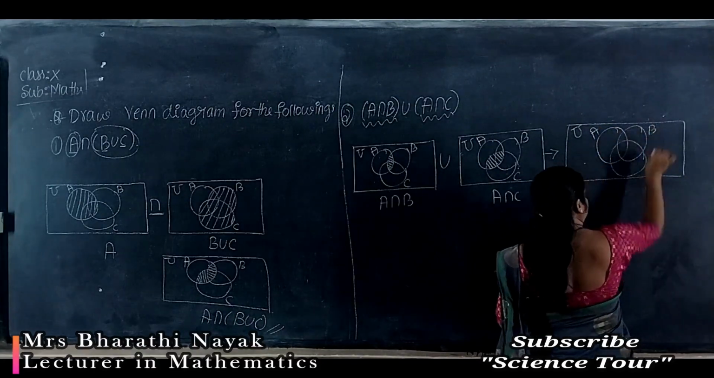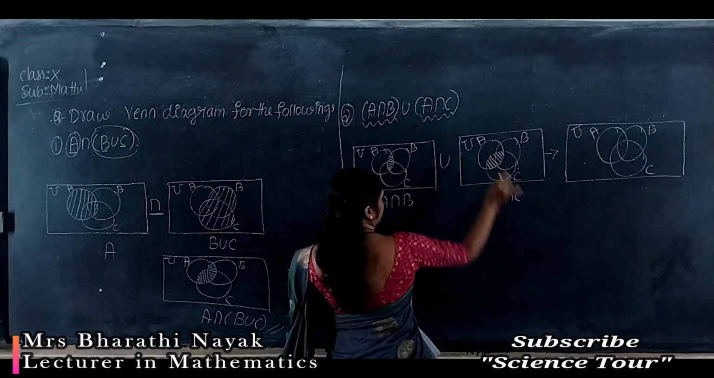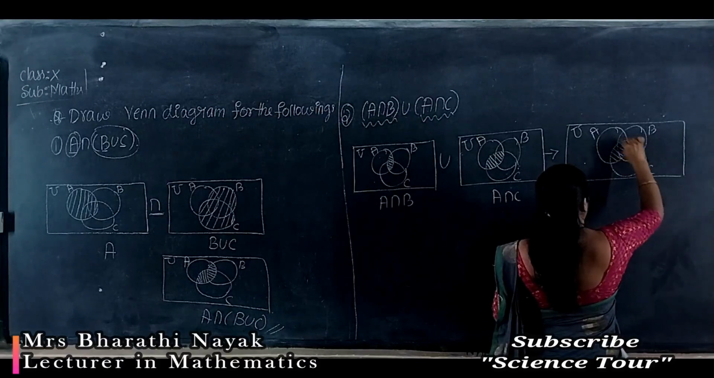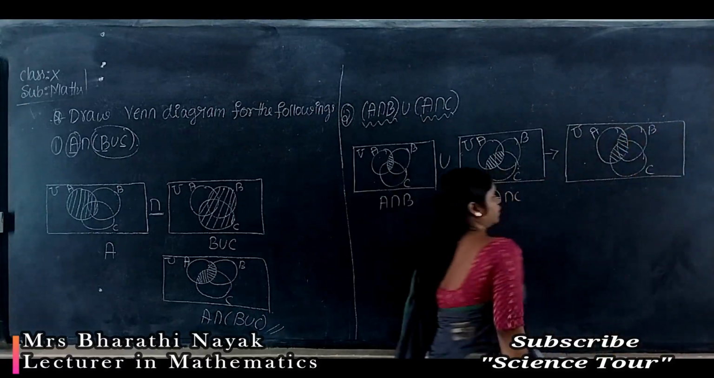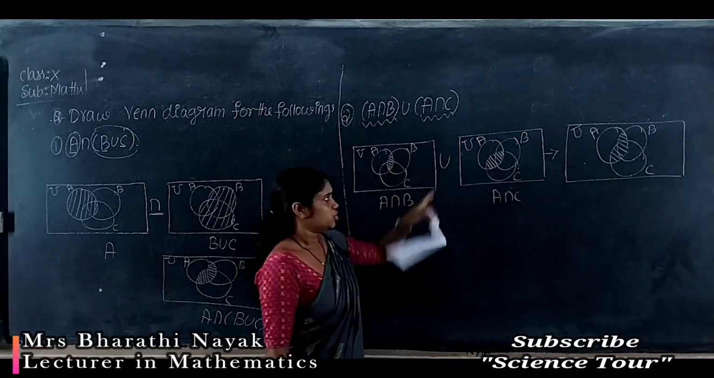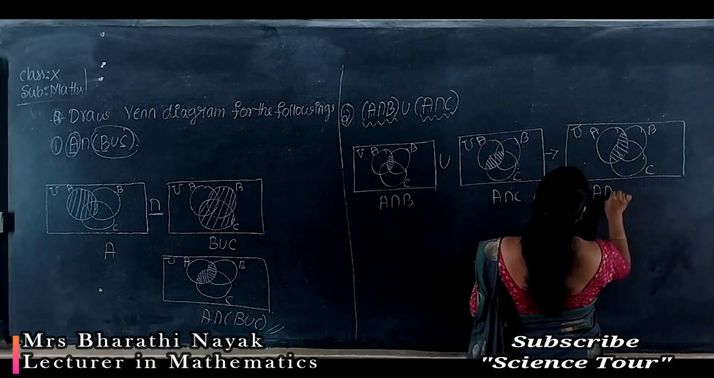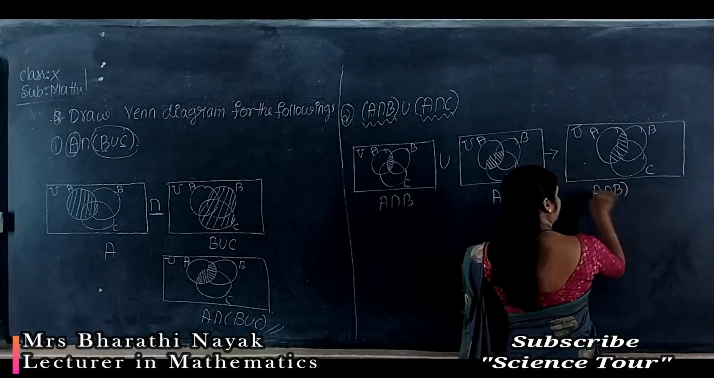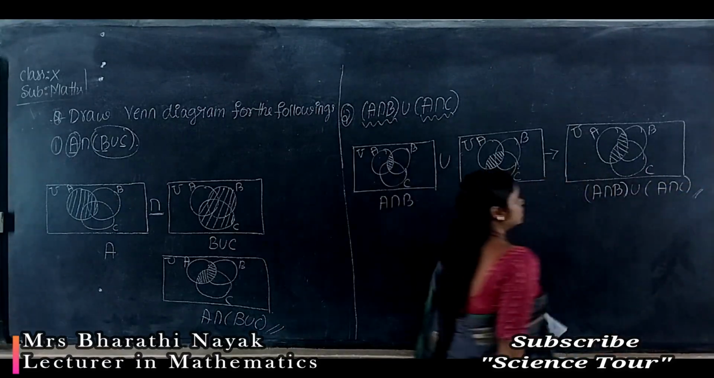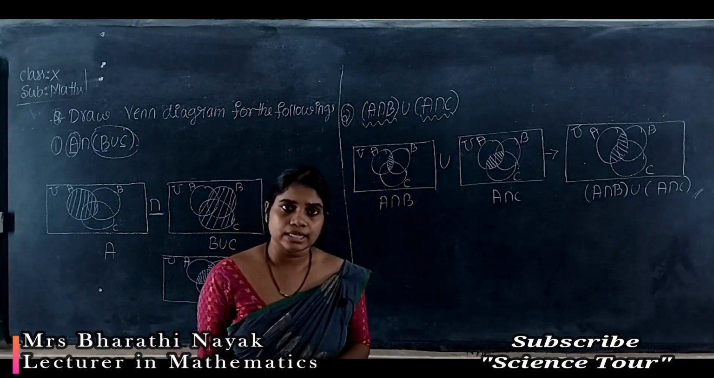This is A, this is B, and this is C. Combine these two shaded regions. If you combine these two regions, you will get this region. This is nothing but a combination of these two regions. Therefore, what does it indicate? It indicates A intersection B union A intersection C. So this region will indicate A intersection B union A intersection C.